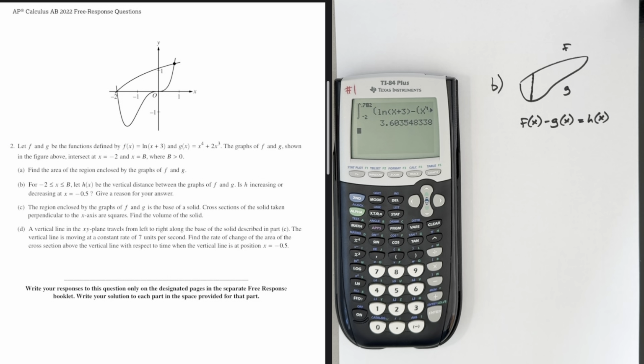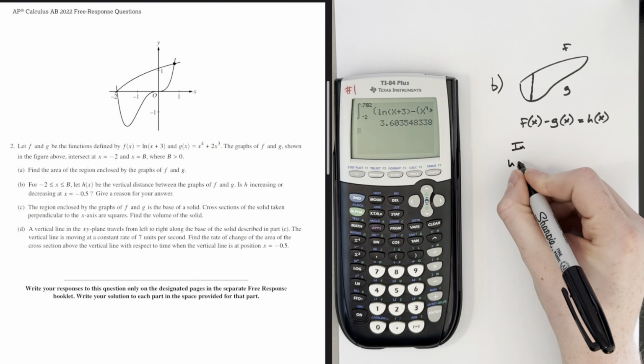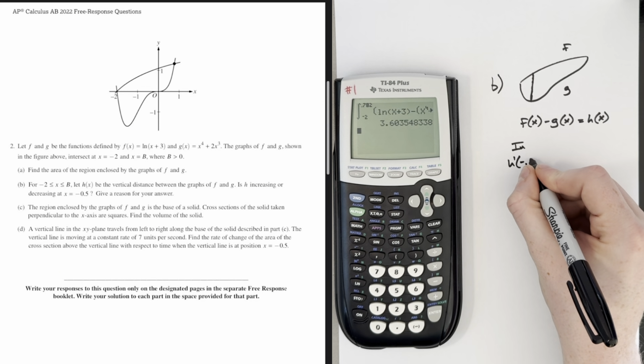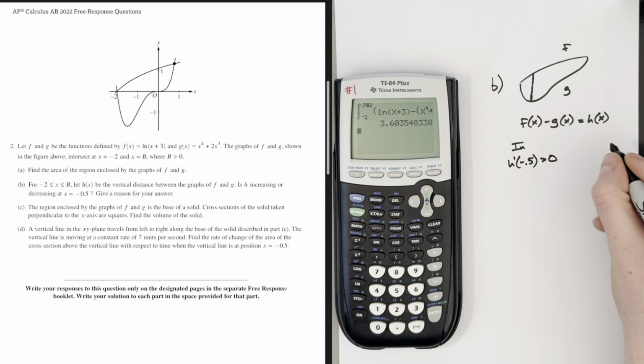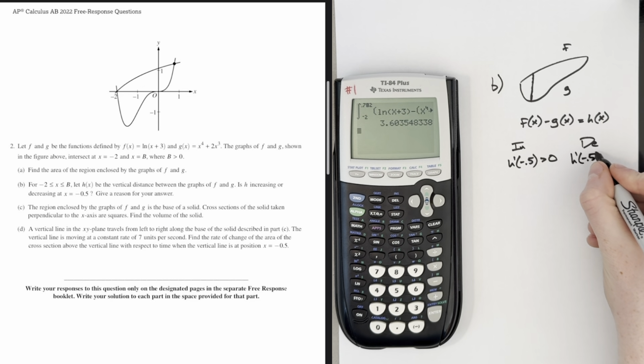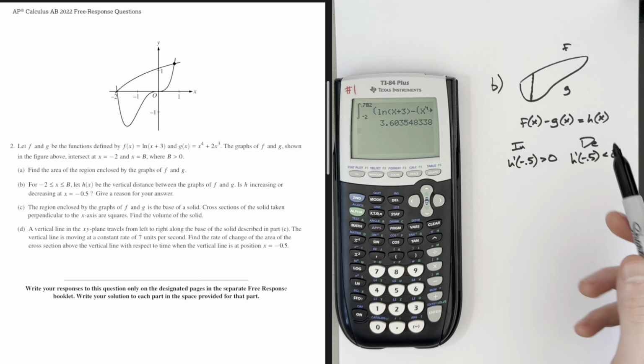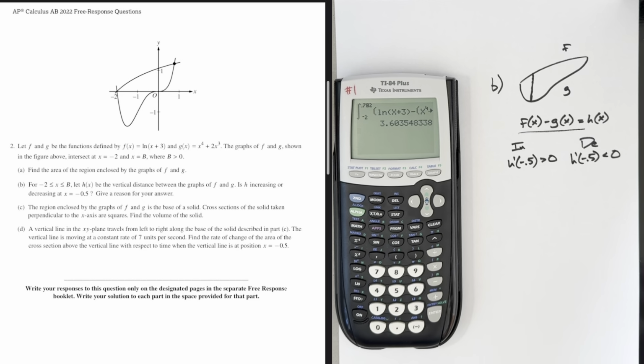Now the question asks us, is h increasing or decreasing at x equals -0.5? Now we know if a function is increasing, then its derivative will be greater than 0. So if h of x is increasing, then h prime of -0.5 will be greater than 0. If it's decreasing, h prime of -0.5 will be less than 0. So we just need to find the derivative of this function at -0.5.